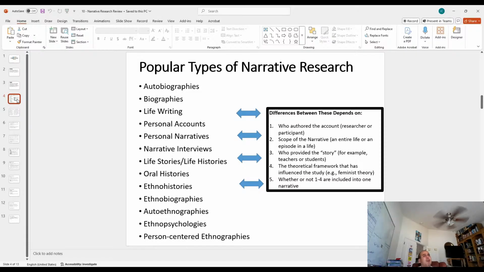And then also, what is the theoretical framework that has influenced the study? Was it critical race theory, feminist theory, Marxist theory? What was it? What is helping to inform the study? And really the theoretical framework is, what is the lens?